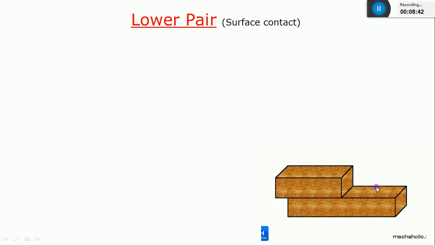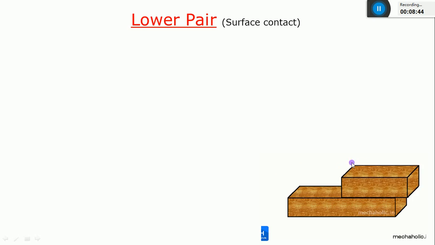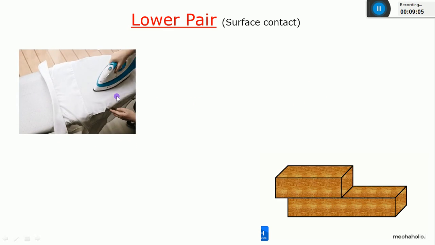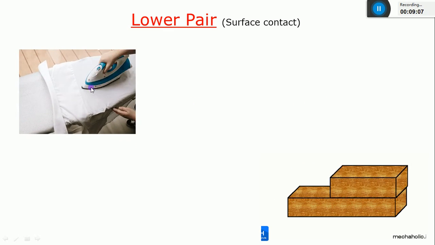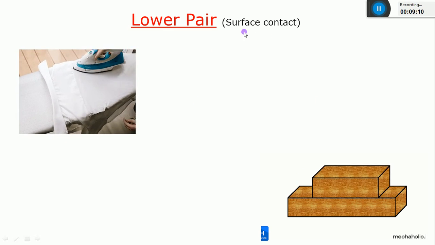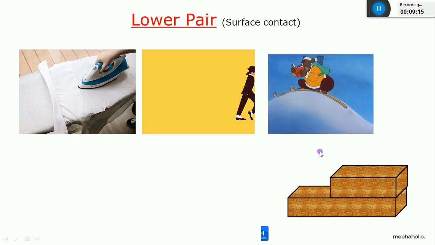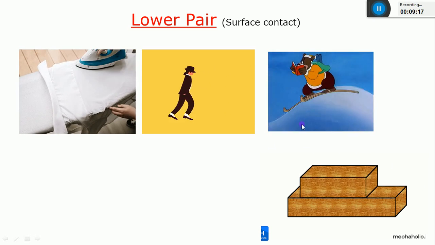The below surface of the second link and the above surface of the first link, I'll consider this as the first link and this as the second link, and the type of contact is a surface. There is no line contact, there is no point contact, so I can call this kind of pair a lower pair. You can consider the iron box also. The type of contact between the two elements is again surface contact. Moonwalk is also surface contact, and skating is also surface contact.